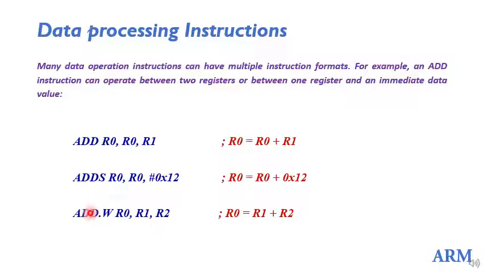Now the third format here I have is ADD.W r0, r1, r2. As it is specified, the first one is the destination, so r0 equal to r1 plus r2. .W indicates that the assembler is going to take the 32-bit format of this instruction.